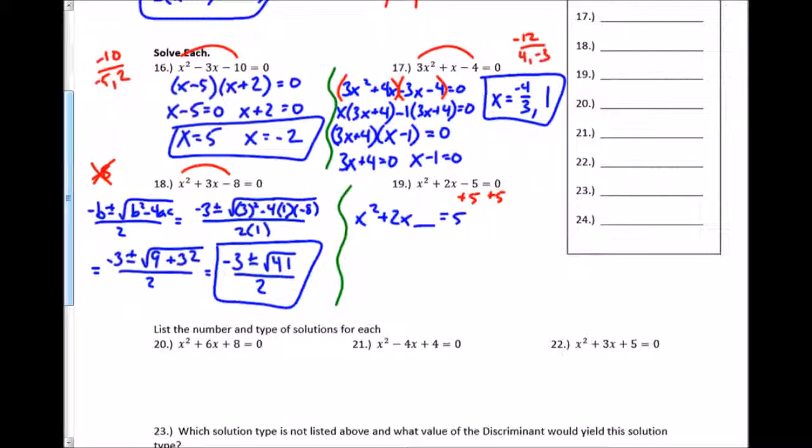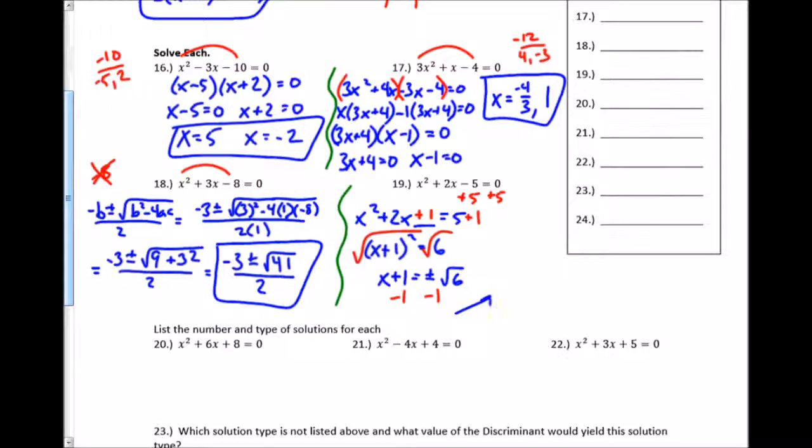B divided by 2 and squared gives me a 1. So I add 1 there. I do the same thing to the other side. This factors into an x plus 1 squared equals 6. Now I can solve just using the square root. I take the square root of each side. I find out that x plus 1 equals plus or minus the square root of 6. And now I can subtract the 1 from each side.